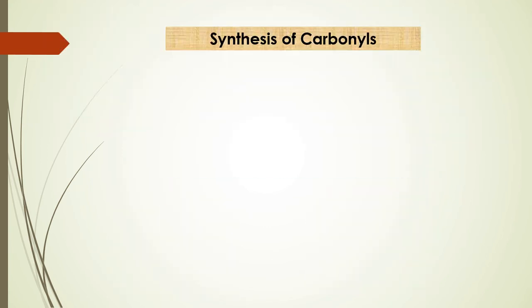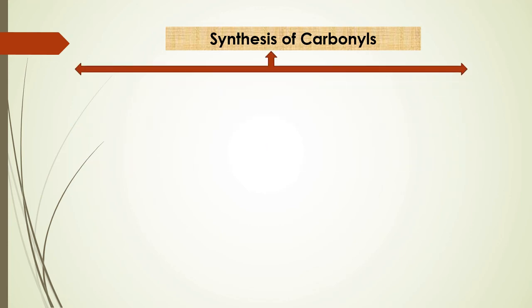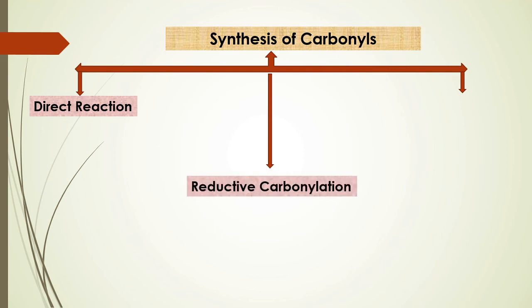Now we'll see the synthesis of carbonyls. In the synthesis of carbonyls there are three popular methods. Transition metal carbonyls are generally prepared by these three methods. Okay, so which are those methods? The direct method, then reductive carbonylation, and photolysis or thermolysis.